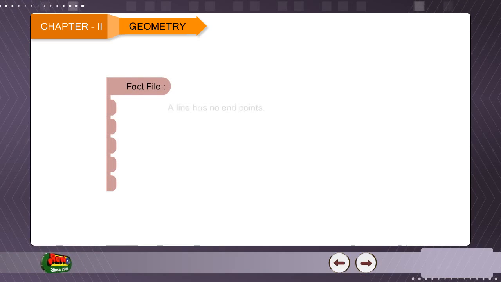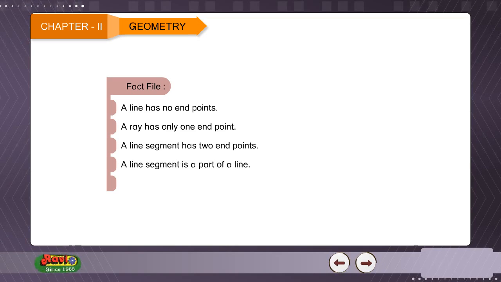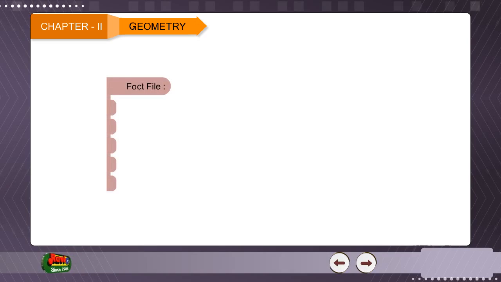Fact file. A line has no endpoints. A ray has only one endpoint. A line segment has two endpoints. A line segment is a part of a line. A line is also called a straight line.